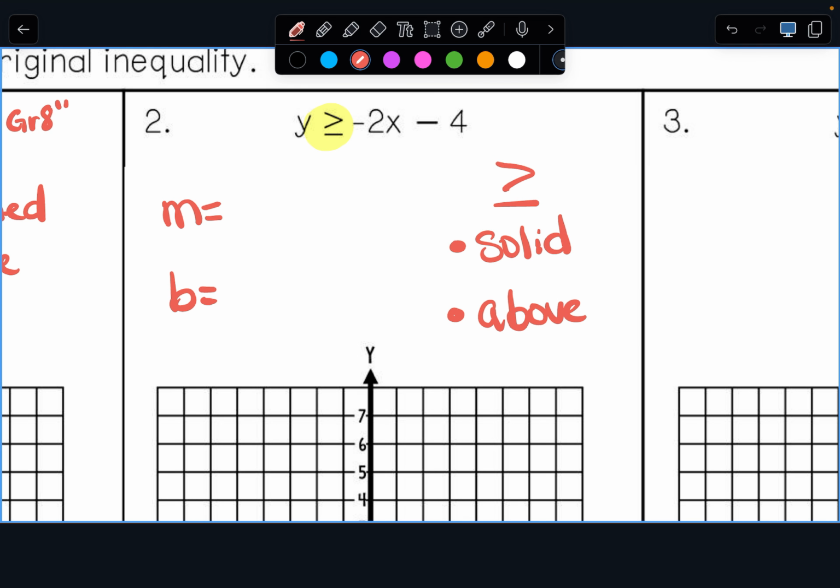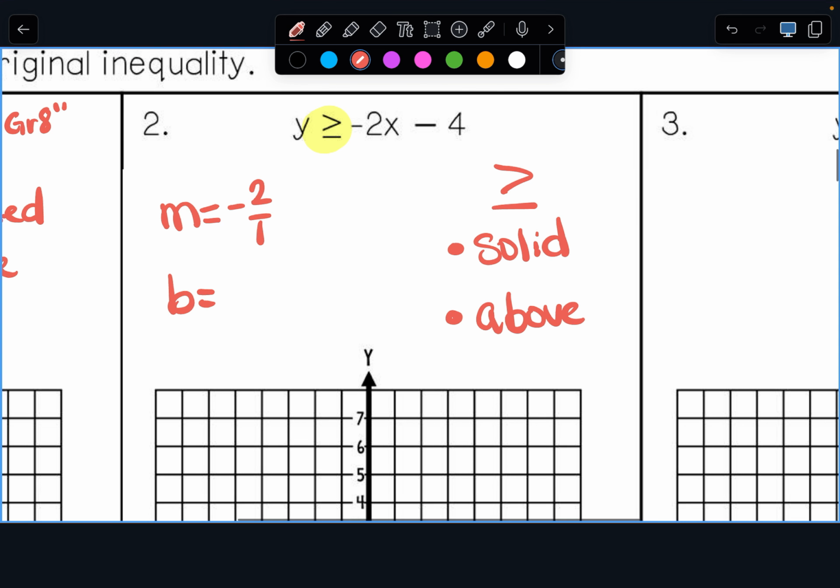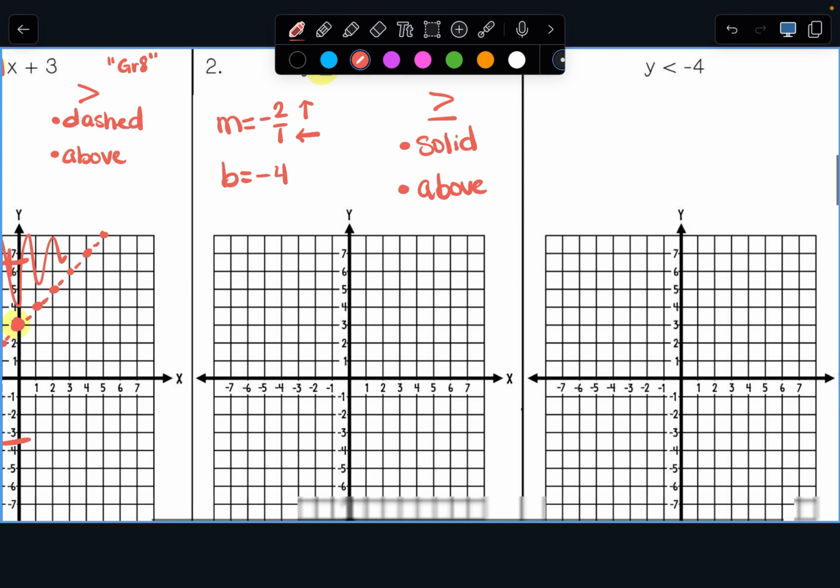So what is the slope here? -2/1. Good. Put a 1 under. And the y-intercept? -4. Now, negative slope means we're going to go up to the left. So we start at the starting point, the -4. We go up 2 boxes, left 1. And what point do we end up at? -1, -2. If we go again, we end up at -2, 0. Then -3, +2. -4, +4. And you just keep going.